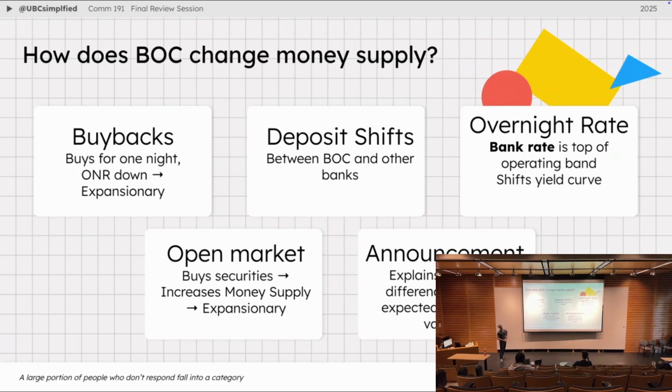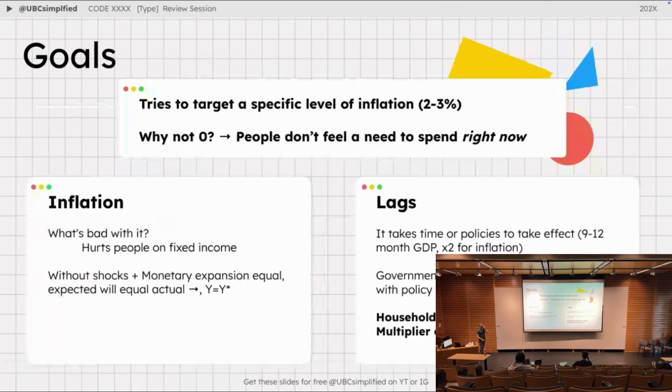And then they can also do open market operations. This is just if they buy securities from the bank, it gives them more cash, expansionary. And the last one is just announcement, because announcements have great power. So those are the 5 key components.